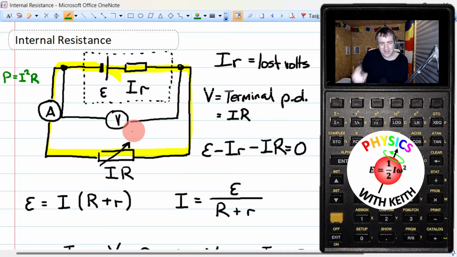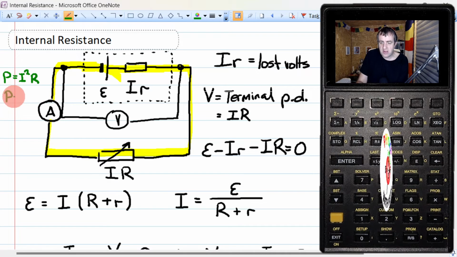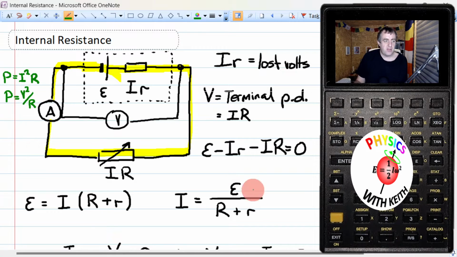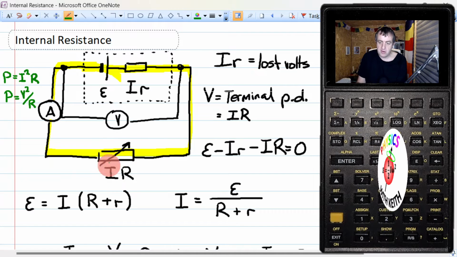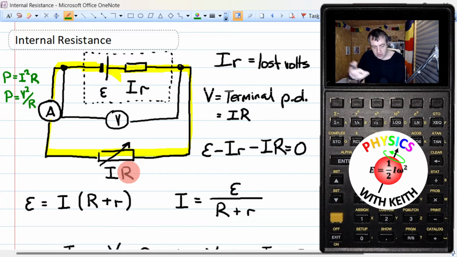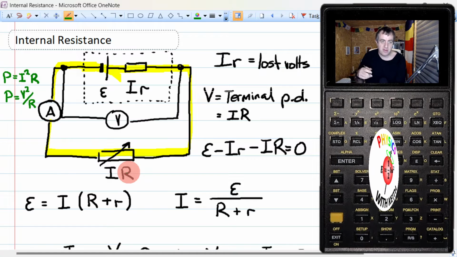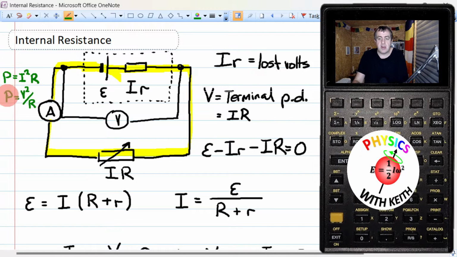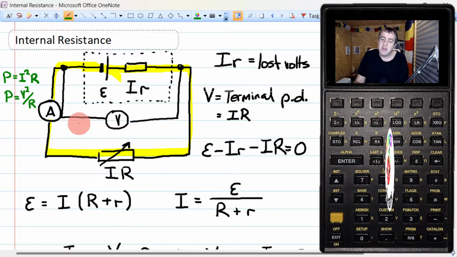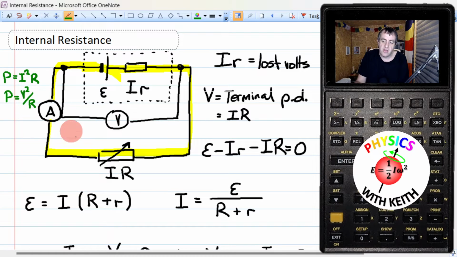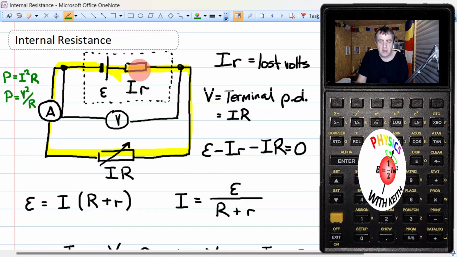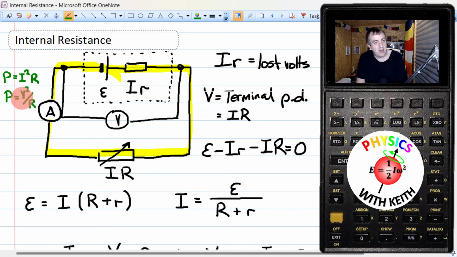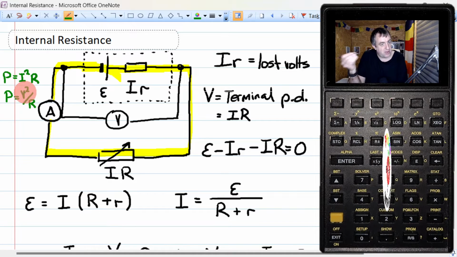Actually, that's not that simple, because we could also choose to look at this equation for power as well. And if we use this equation to look at power, where V is the terminal potential difference, which is the same as the potential difference across this variable resistor, it's the only component of resistance that we're interested in outside the power supply. Well, in that case, as we decrease the resistance, that would increase the power according to this equation. Yes, it would. But decreasing the resistance, increasing the current, also increases the lost volts, and therefore decreases the terminal potential difference. And that term is squared. So that becomes more significant.